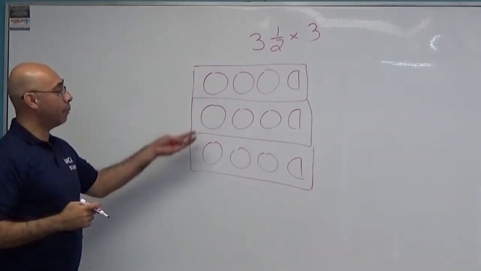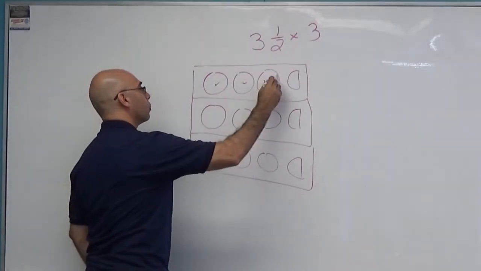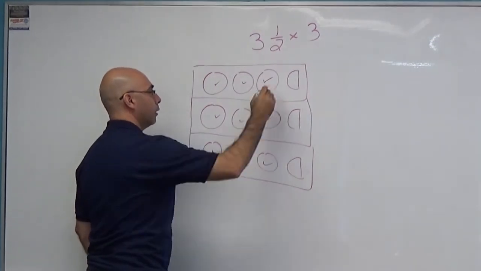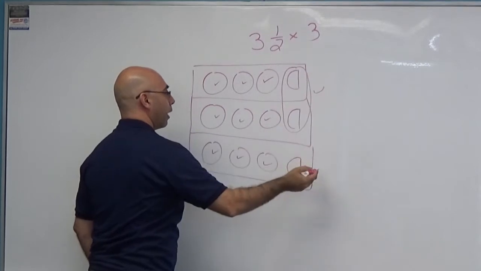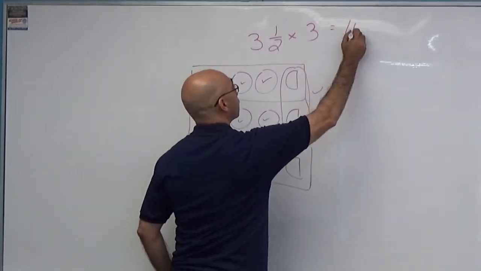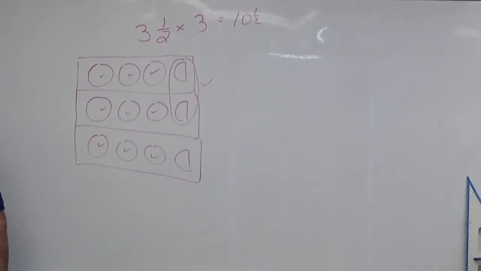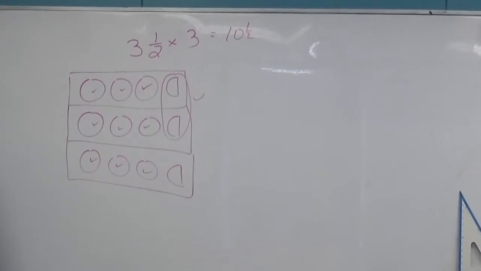Now the question is, how many pizzas do we have here? Let's see, we got 1, 2, 3, 4, 5, 6, 7, 8, 9, and 10 and a half. So these guys make 10 and a half. So the answer is 10 and a half. Wow, that's so easy, isn't it? Now, but the thing is this, that's all there is to it.